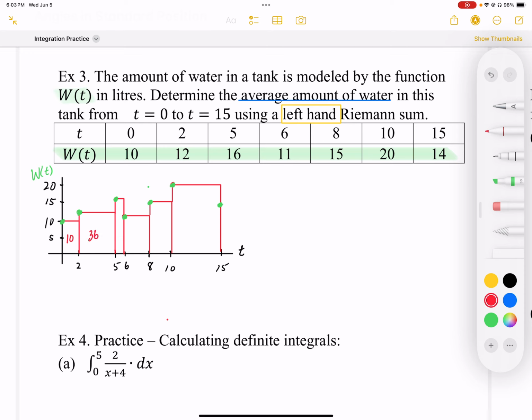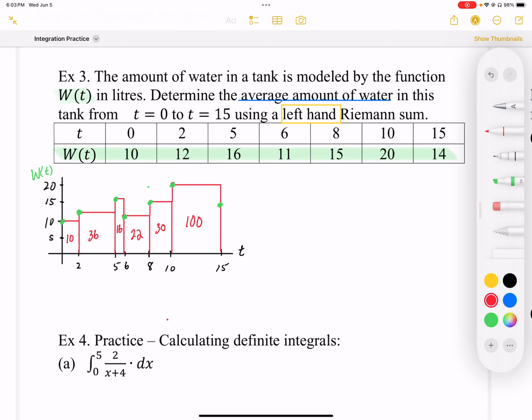So that's 36. The next rectangle is 16 by 1, so that's going to be 16. The next rectangle is going to have from 6 to 8, so it's going to have a width of 2. It's going to use the left edge of 11, so 22. Next interval has a width of 2 again. The left edge, though, in this case is 15, so it's going to be 2 times 15. And the last interval has a height of 20, but has a width of 5, so that's going to be 100. Okay, that's going to be 100 liters.